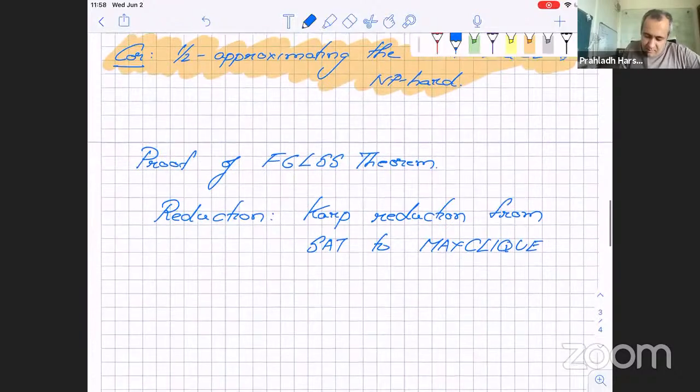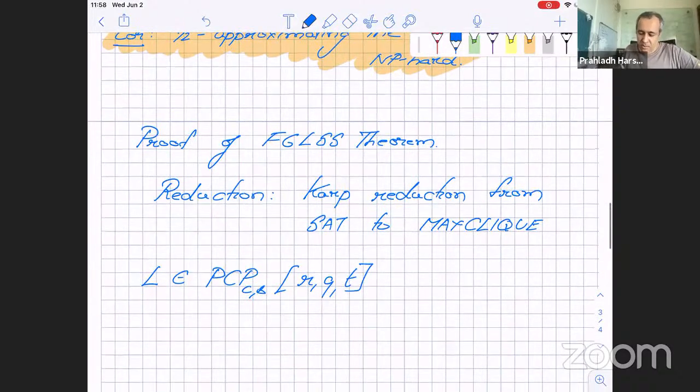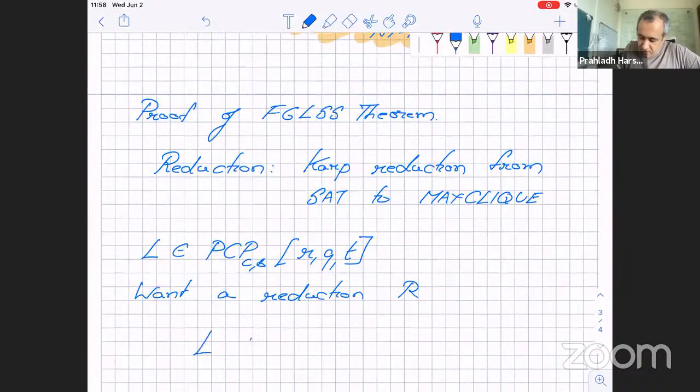So let's once again, what are we given? We are given L is a language in PCP, C, S, R, Q, T. And what we want is a reduction R that maps L to gap C, S by C clique.